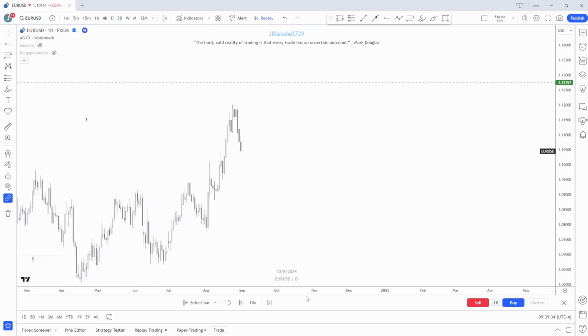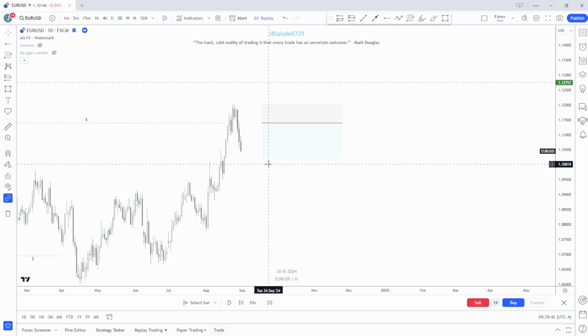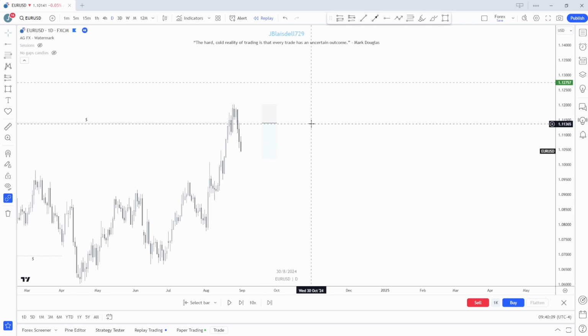Some of you may be familiar with ICT concepts, for example, and those of you who are, you may be marking your fair value gap and trying to take an entry off of the trade somewhat like this. However, I'm going to show you how I personally enter. And the only reason I do mention this ICT entry is because I want some of you to realize the similarities among the SMC space and YouTube.